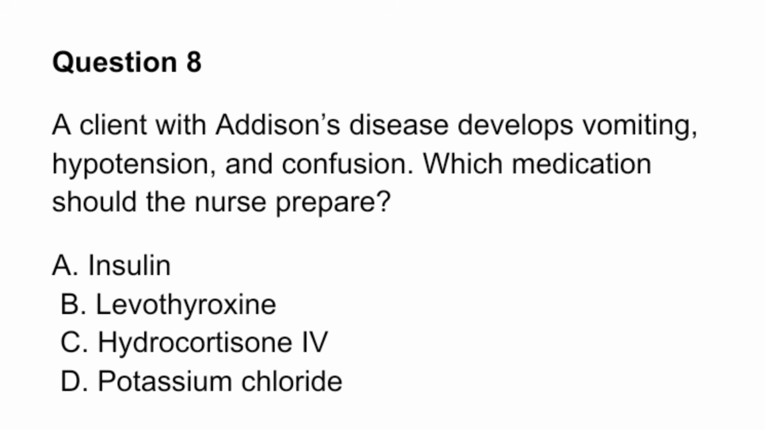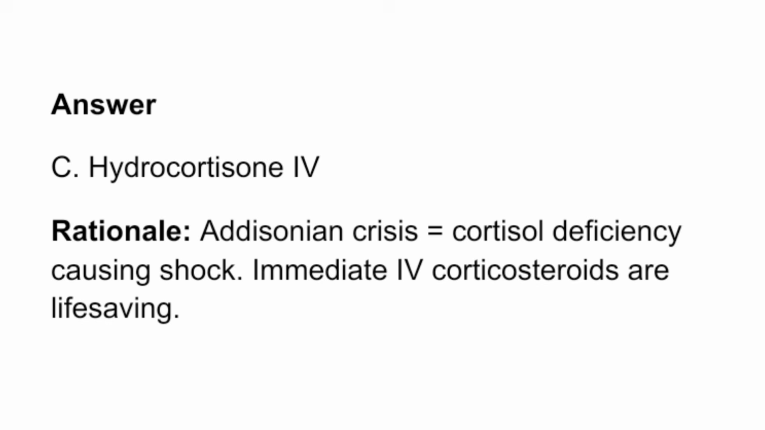Question 8. A client with Addison's disease develops vomiting, hypotension, and confusion. Which medication should the nurse prepare? A. Insulin. B. Levothyroxine. C. Hydrocortisone IV. D. Potassium chloride. The answer is C. Hydrocortisone IV.